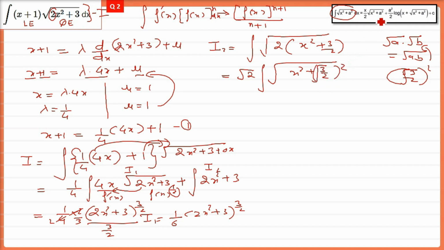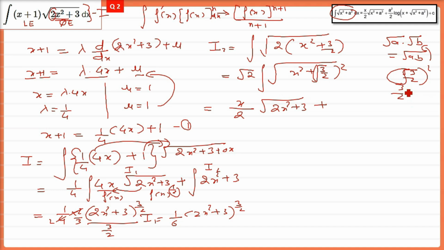Now you have a formula for the integration of under root x square plus a square. x is x, a is root 3 by 2. Now I'm applying the formula x by 2 under root x square plus a square. Please refer to the upper right corner, you see the formula, I'm just applying that. x square plus a square will be simply 2x square plus 3 only because we have changed it. So the initial will always remain the same.